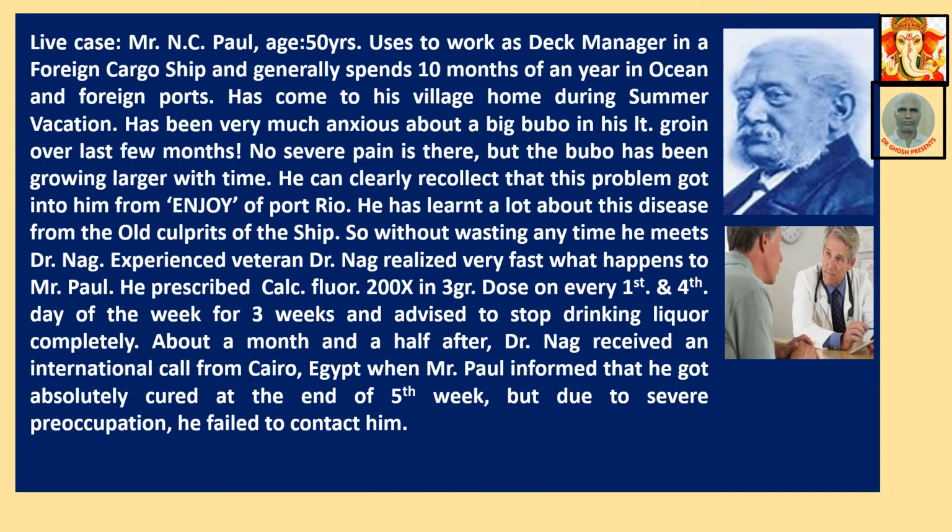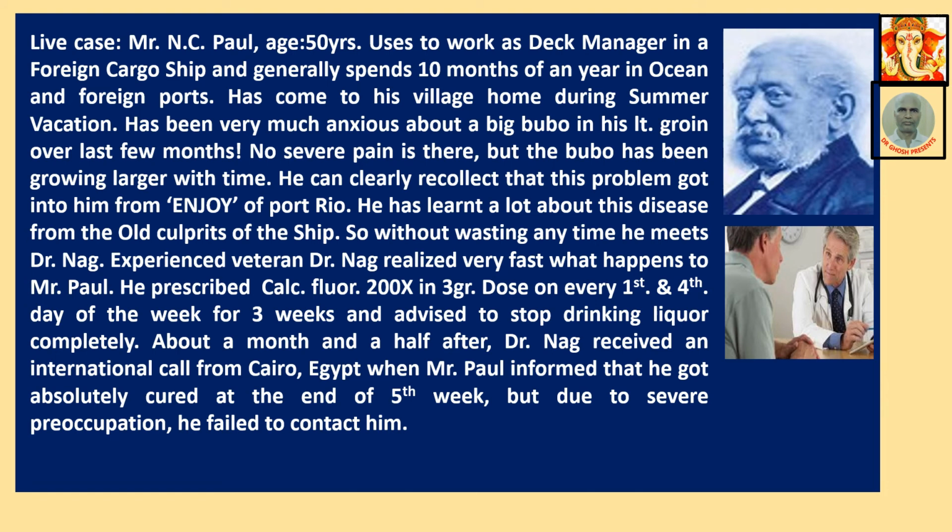Life case. Mr. N.C. Paul, aged 50 years, used to work as deck manager in a foreign cargo ship and generally spends 10 months of a year in ocean and foreign seaports. He has come to his village home during summer vacation. He has been very anxious about a big bubo in his left groin over the last few months. Bubo means an enlarged swollen gland, especially a lymph gland. A lot of lymph glands are there in our groins, in our armpits, within the abdomen, in the neck, but here his left groin is affected.